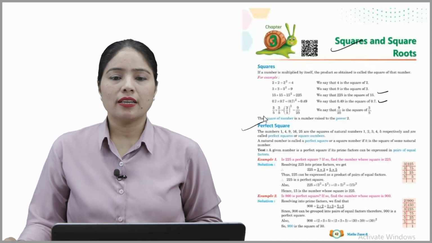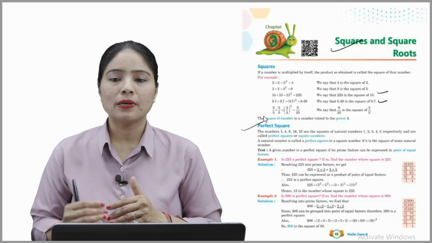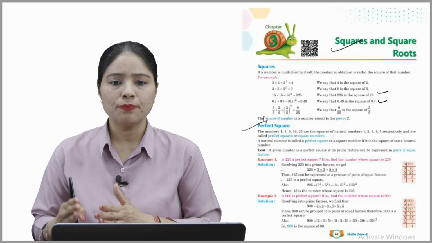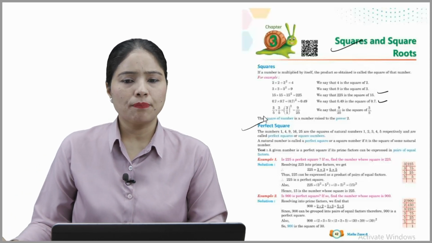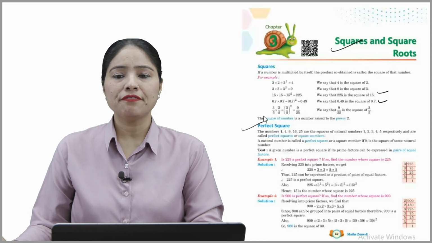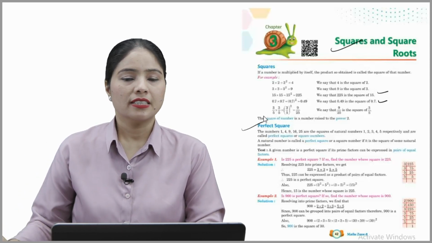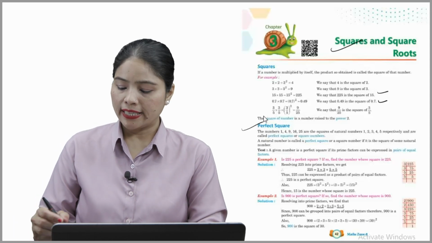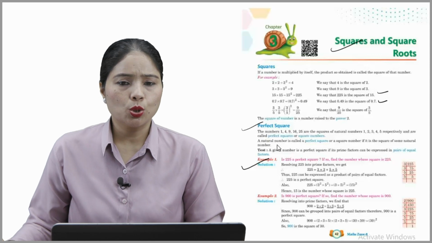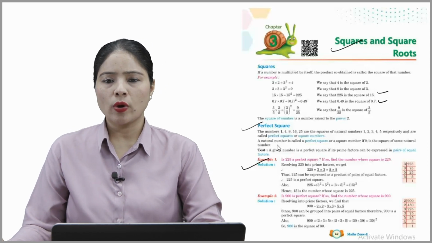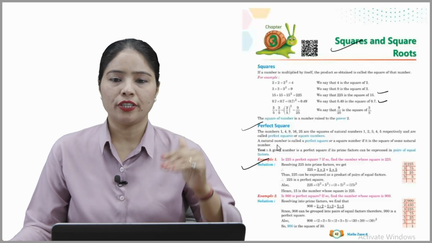A natural number is called a perfect square or a square number if it is the square of some natural number. Test. A given number is a perfect square if its prime factors can be expressed in pairs of equal factors. See the example for more clarity. Example number 1. Is 225 a perfect square? If so, find the number whose square is 225.